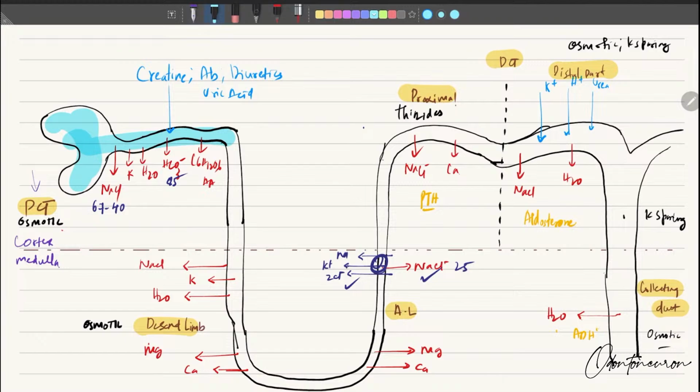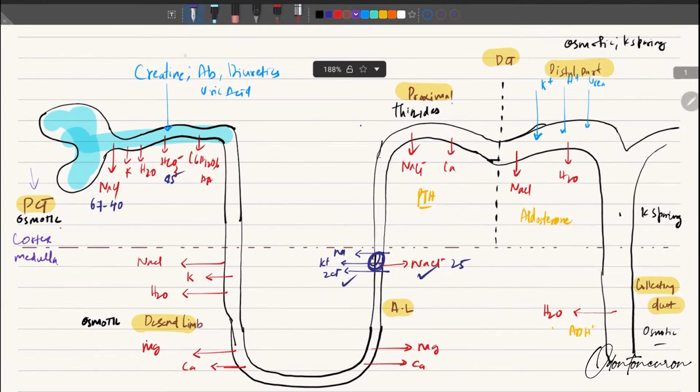The things which you see above are secretions, like creatinine, antibiotics, diuretics, and uric acid secretion. And the things which you're seeing in red are your reabsorption, right? When the fluid is passing through this PCT, certain electrolytes are being reabsorbed. For example, the sodium chloride is being reabsorbed, your potassium, your water, HCO3 minus, your glucose and your amino acids are being reabsorbed. It's all reabsorbed in PCT.